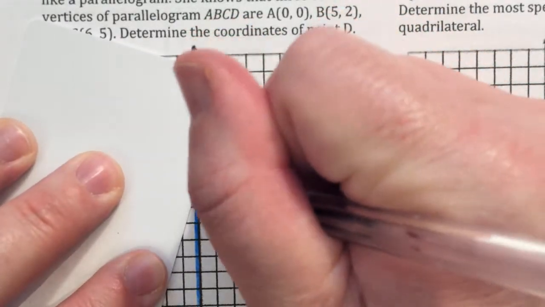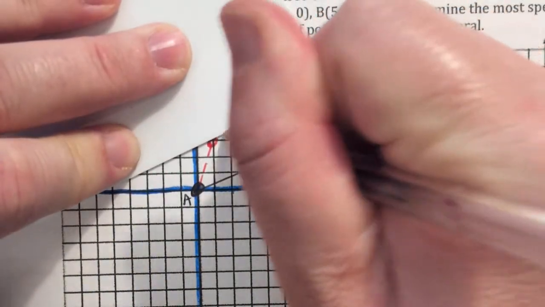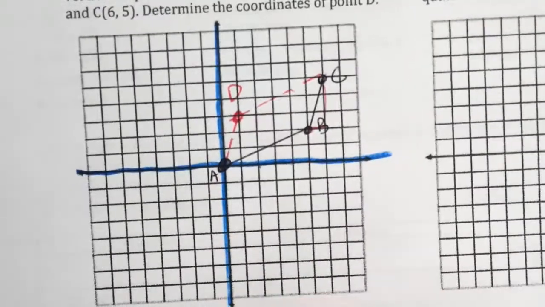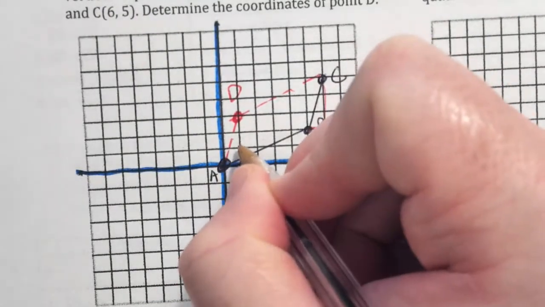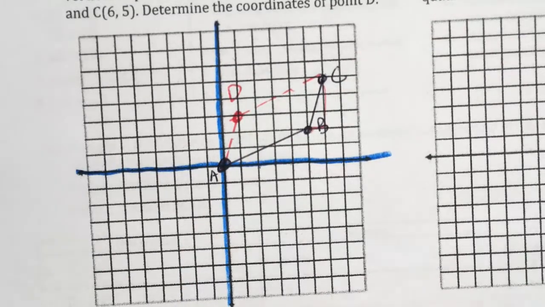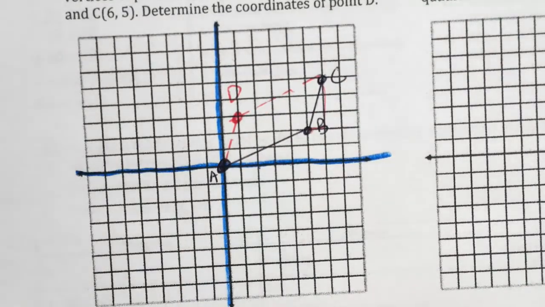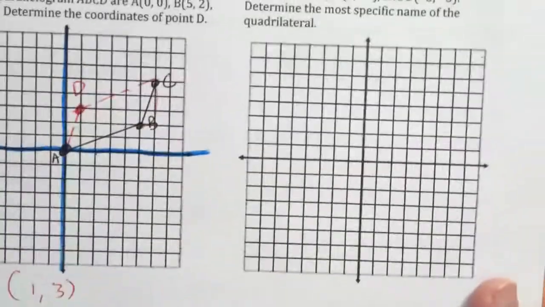So I'll make little dotted lines to help myself out. And that looks legit. So D would have to be at 1, comma, positive 1, 2, 3. And that's your answer. So 1, 3. Okay, keep going.